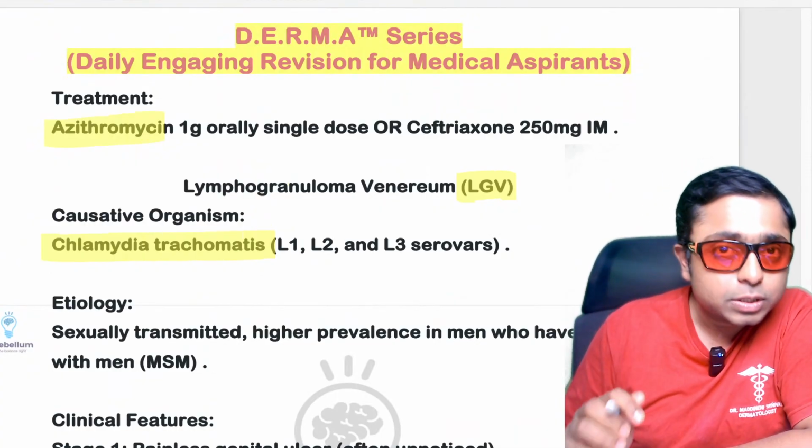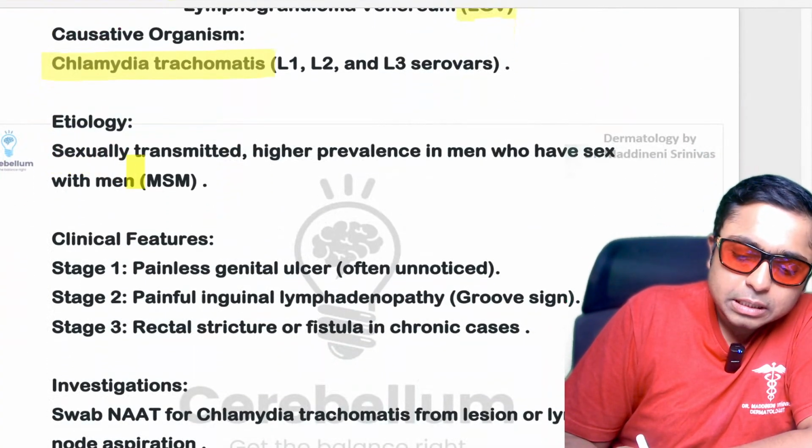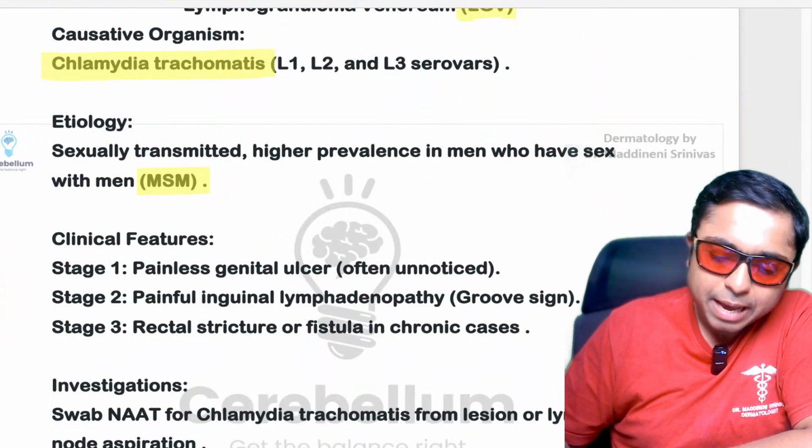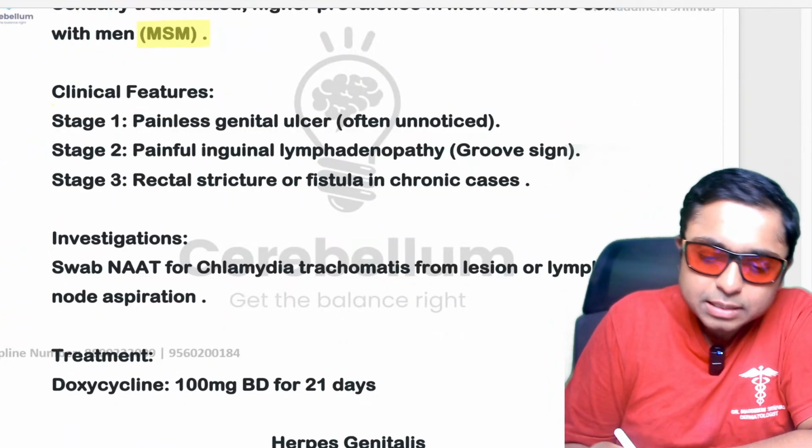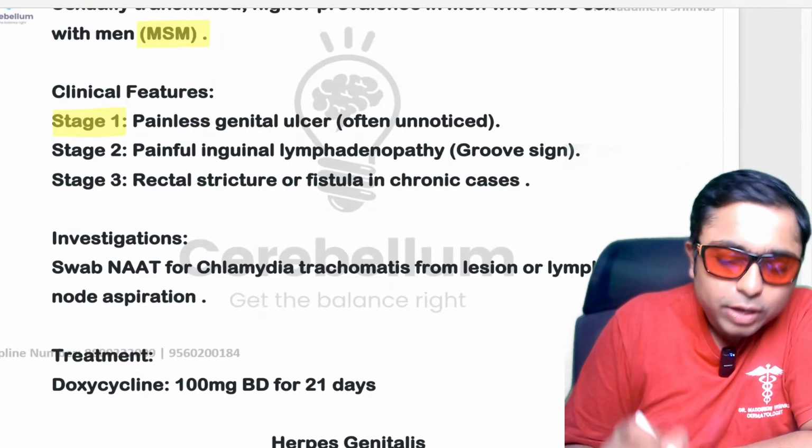So next, coming to lymphogranuloma venereum, the causative organism for LGV is Chlamydia trachomatis L1, L2, L3. L2 is the more common one. This is a sexually transmitted disease commonly seen in MSM. LGV is going to have 3 stages. LGV, 3 letters are there, so likewise, it is going to have 3 stages.